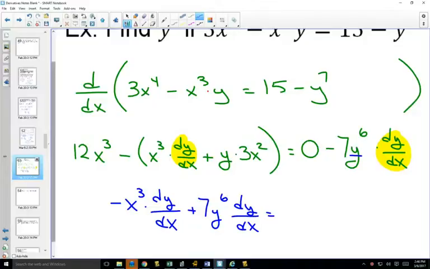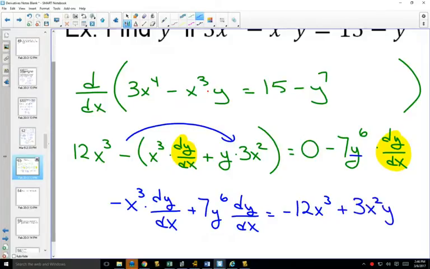dy/dx. And if I moved everything that didn't have a dy/dx to the other side of the equation, my 12x cubed would be a negative 12x cubed on this side. And this negative y times 3x squared will be a plus, I'm just going to multiply it out, 3x squared times y on that side. So I've moved both the terms that had the dy/dx to one side of my equation.